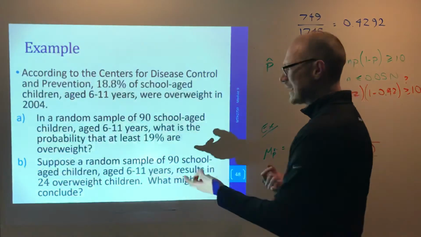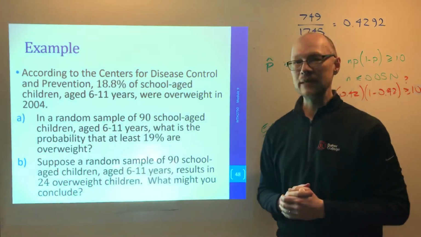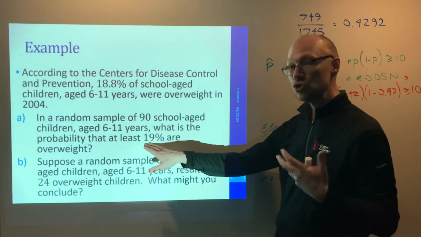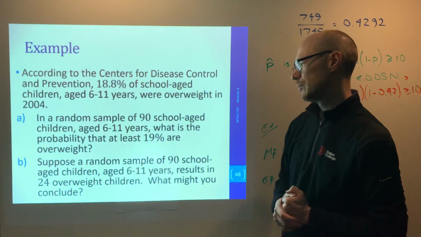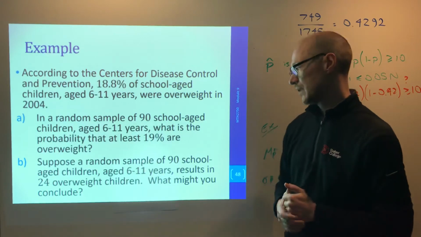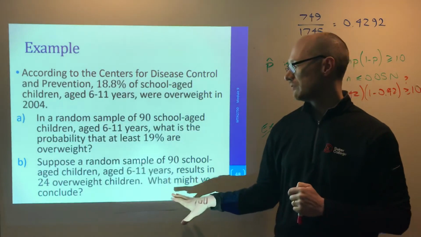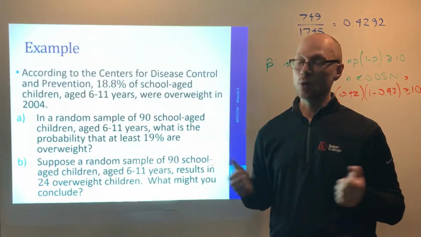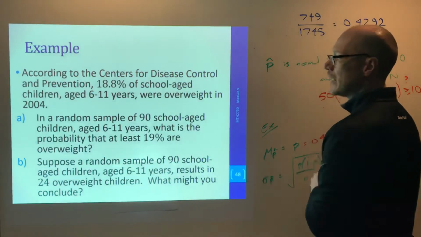And we can probably guess that, well, yeah, 19% is extremely close to 18.8%. So we're probably not going to be surprised that this is going to be just about okay. But let's verify that. And then part B, suppose a random sample of 90 school-aged children results in 24 of them being overweight. What might you conclude? I don't know what we'd conclude. Maybe we'll find out that 24 out of 90 is just fine. Maybe we'll find that 24 of 90 is way too high, or maybe it's too low. Okay, so let's go through these things right here.